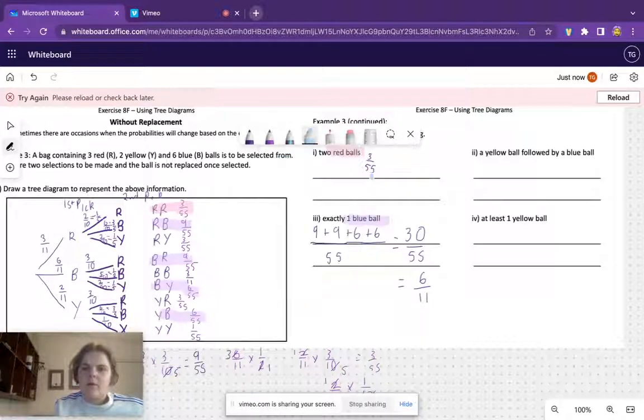A yellow ball followed by a blue ball. There's only one of those. That's this one here, yellow then blue. So that's just 6 out of 55.